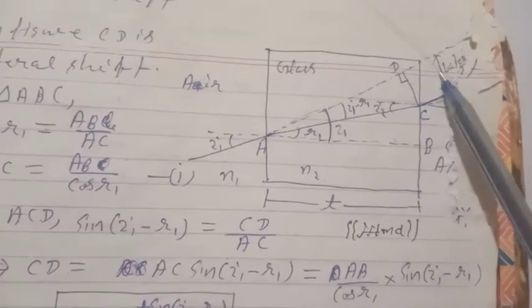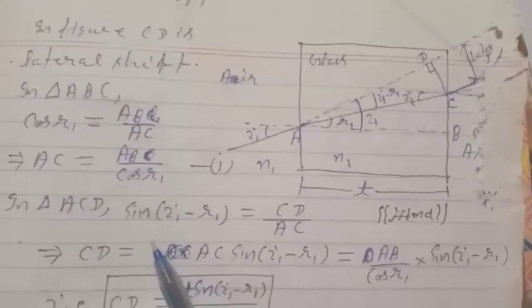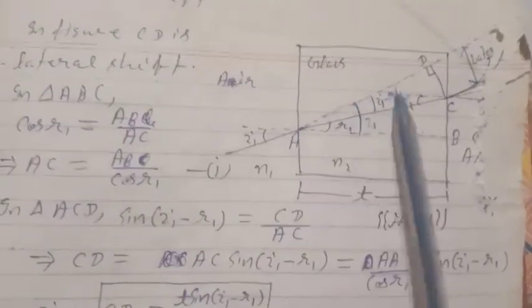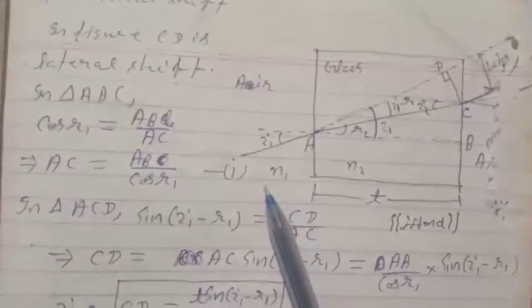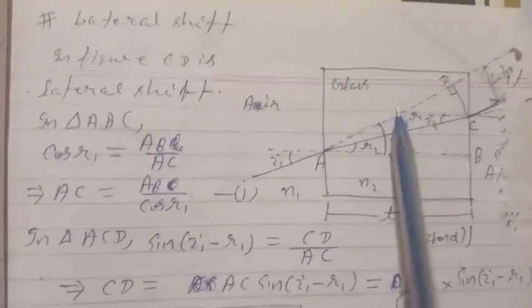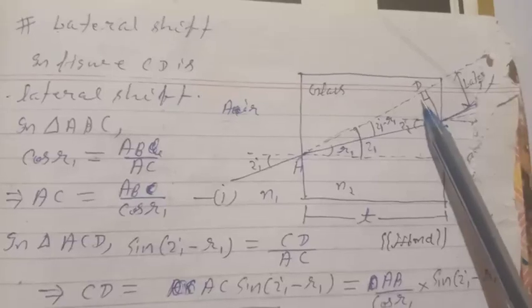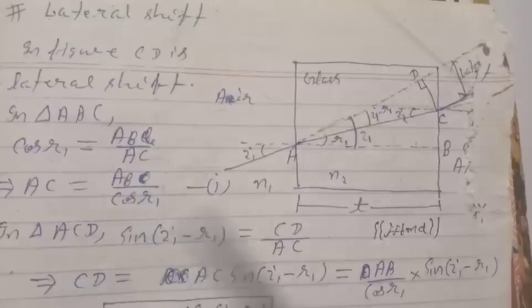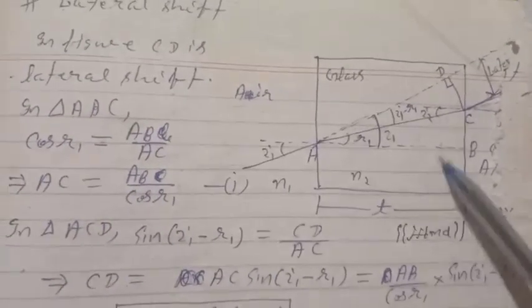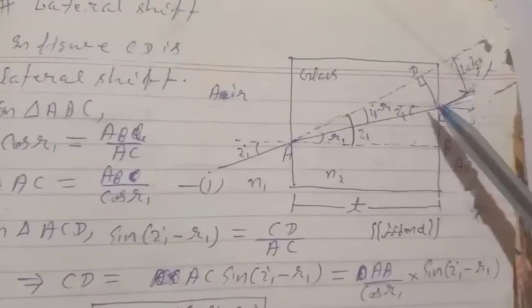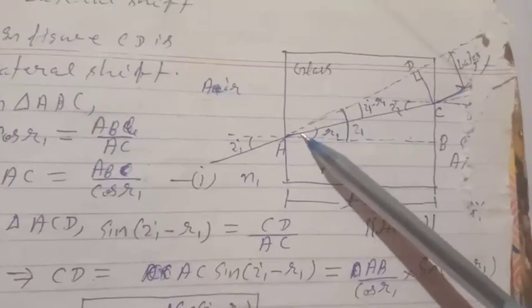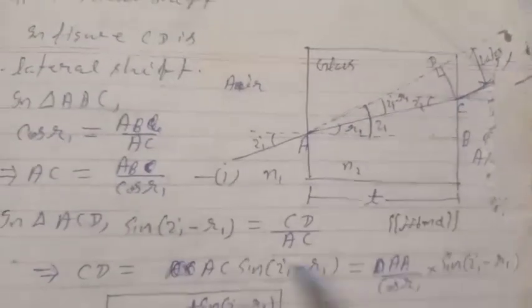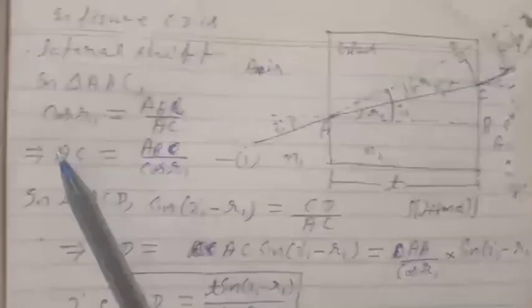Now we have to calculate this distance, the lateral shift distance. So we will use Snell's law to calculate this distance, that is lateral shift. In the figure here, CD is the lateral shift. This distance is called lateral shift, that is the perpendicular distance between the emergent ray and the original path of the ray. You can define it like this.